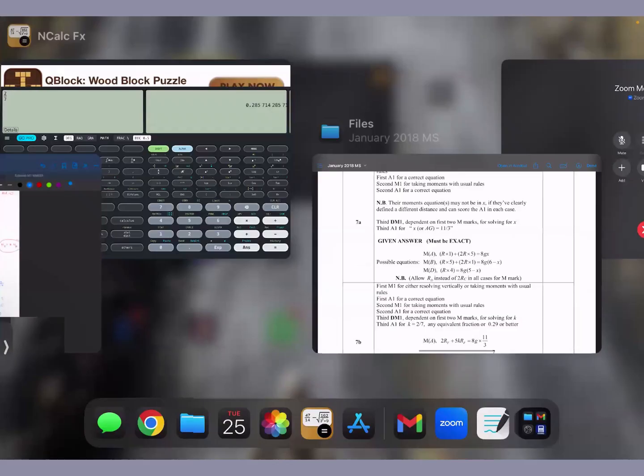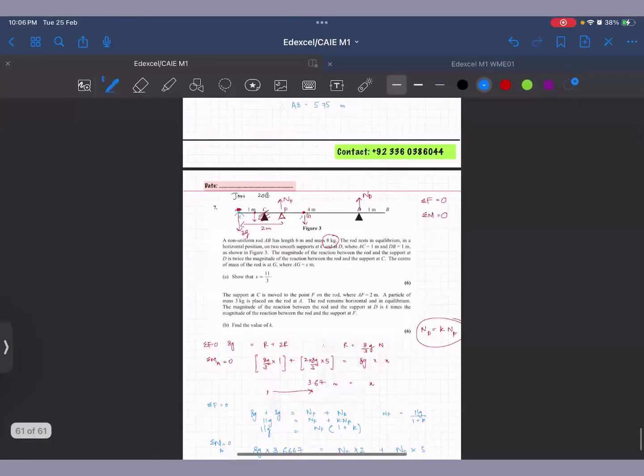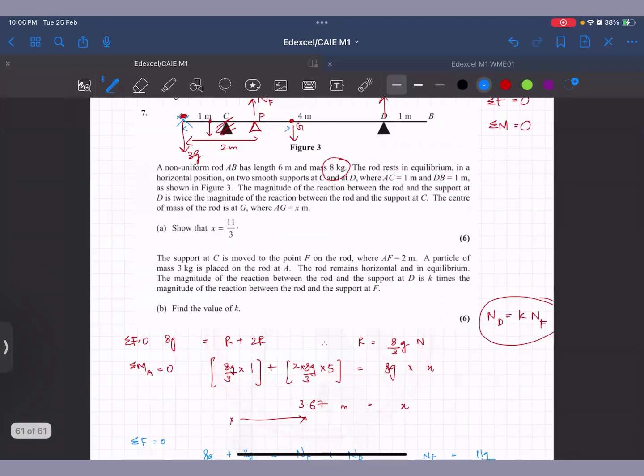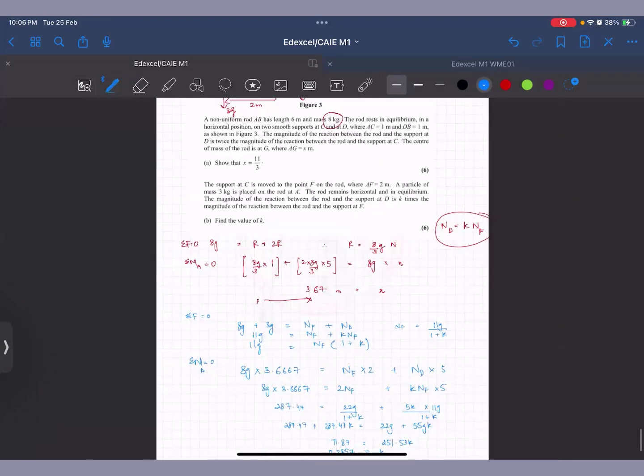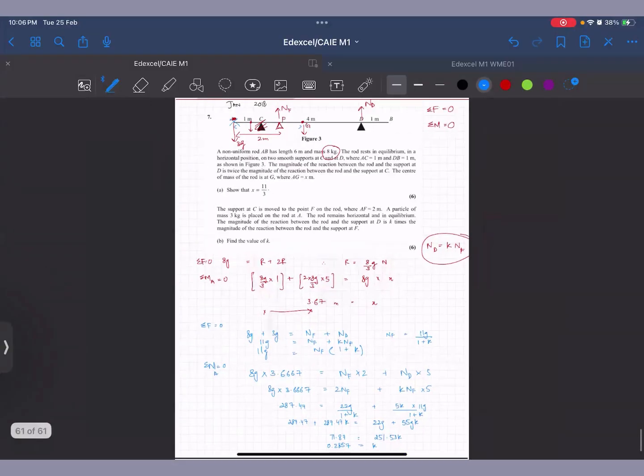And 11 over 3. The first part was to show 11 over 3. So 3.66667 was, I think, 11 over 3. If we would have taken the exact answer from the previous part, then we would have gotten the exact answer over here as well.